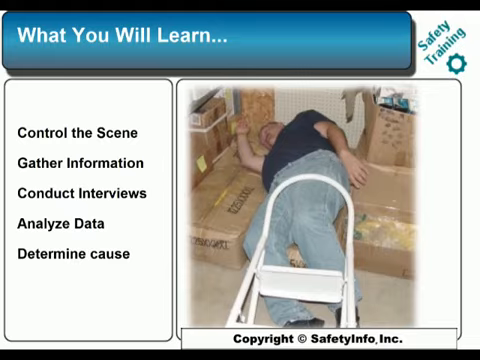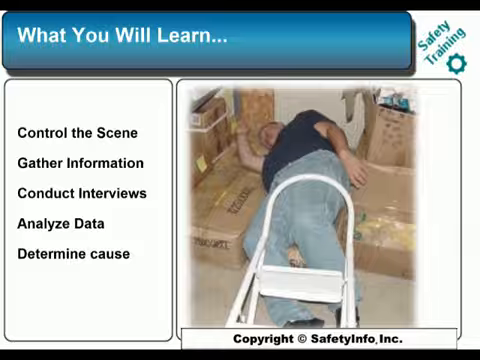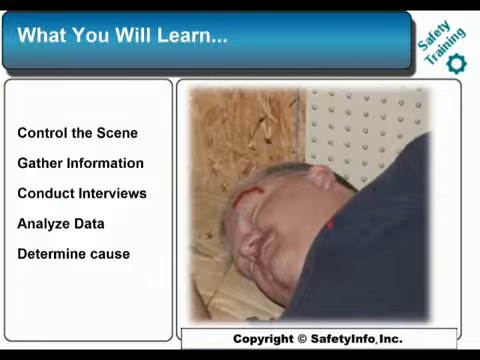The first 2 steps happen just after an accident has occurred. These are controlling the scene and gathering information. The final steps involve data analysis and determination of the causes. As a supervisor, you may be the first to arrive at the scene. Whether it's just a minor injury or a major accident, you must immediately take charge to control the scene.